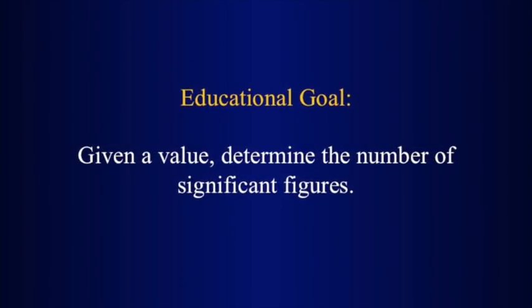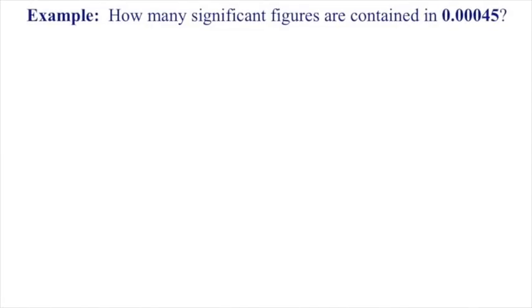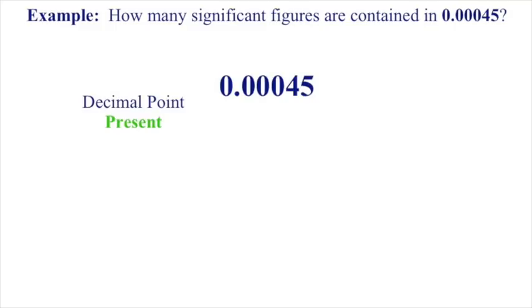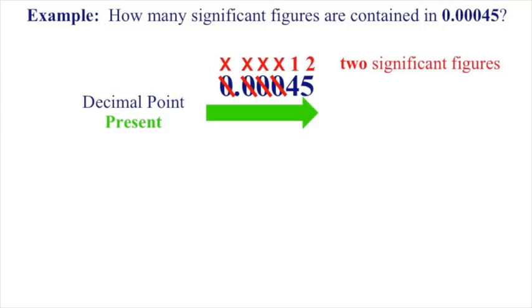An educational goal for this chapter is for you to look at a value and determine the number of significant figures. Let's do a few examples together. In the first problem, we'll determine how many significant figures are contained in the number 0.00045. Note that this number was written with the decimal point present. Therefore, we'll inspect the numbers from left to right. We'll start at the first non-zero number and we'll count every number, including any zeros that may be present, after that. This number has 2 significant figures, the 4 and the 5.